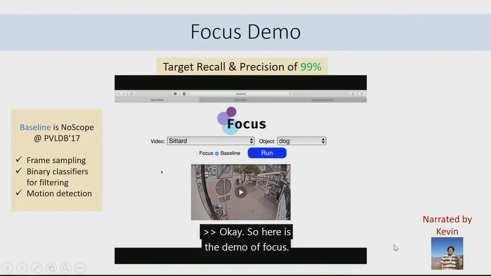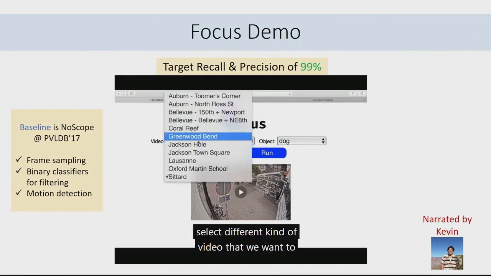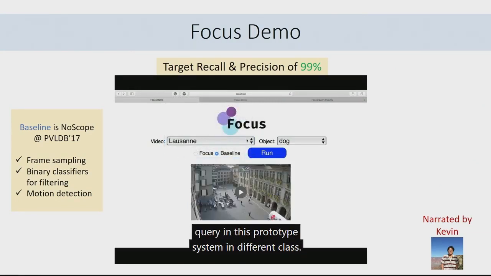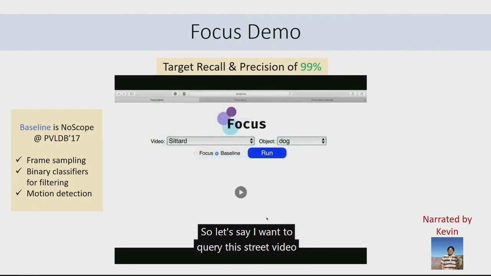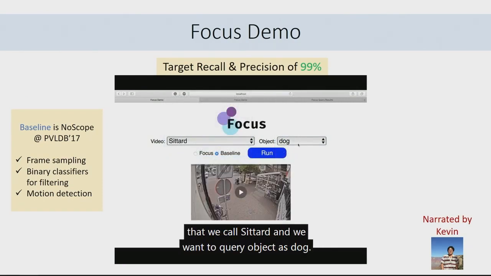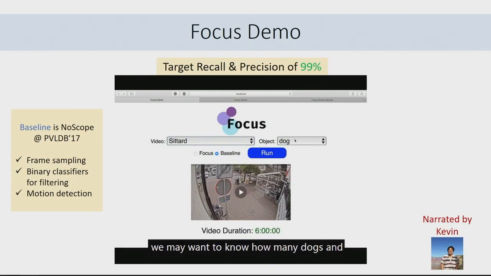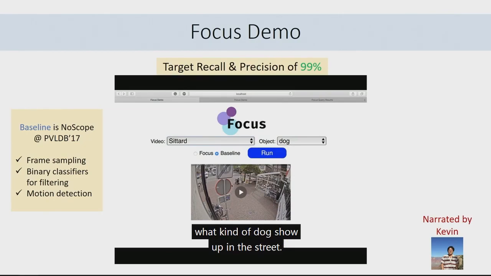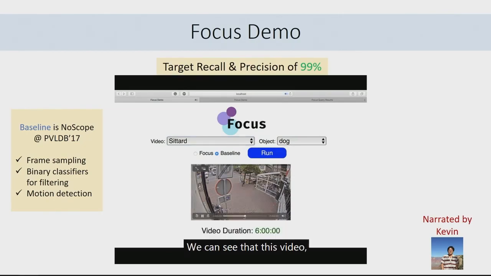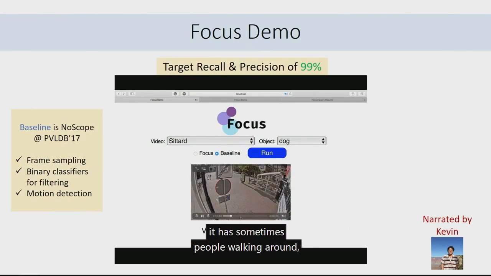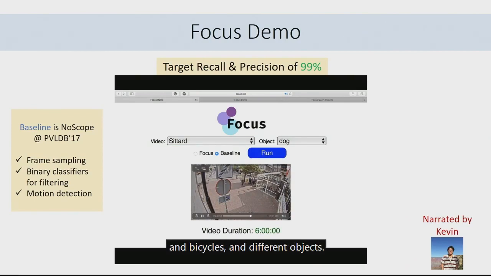Okay, so here is the demo of Focus. As we can see, we can select different kinds of video that we want to query in this prototype system, and different classes. So let's say I want to query this stray video that we call sitard, and we want to query an object that's dog, because as a city planner, we may want to know how many dogs and what kind of dogs show up on that street. We can see that this video has sometimes people walking around and bicycles and different objects. So if we don't have Focus, we just have the baseline, then we do the query, we click run.